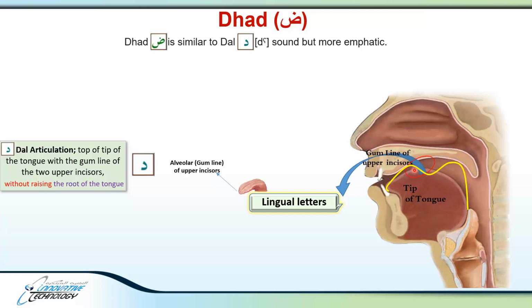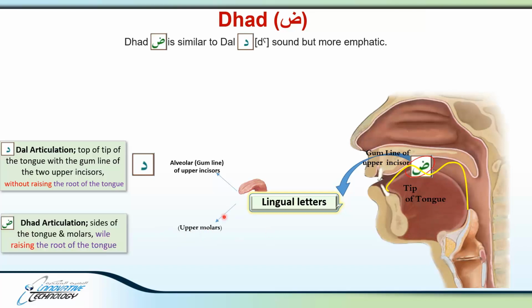Let's compare. Dal, Dad. Dal, the articulation point is in the front. Dad, the articulation point is a little bit backwards. Dal has no elevation of the back of the tongue. Dad has an elevation of the back of the tongue. Dad is an upper molar lingual letter, and it articulates with raising of the root of the tongue, as we have just seen.